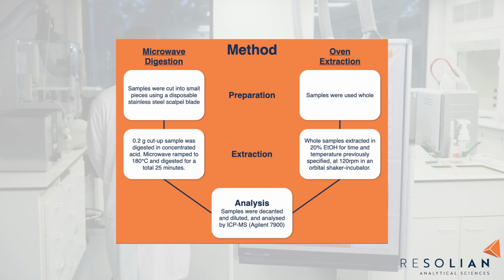Firstly, microwave-assisted acid digestion, using cut-up sample and concentrated acid at very high temperatures. Secondly, an exaggerated extraction. So a whole sample was left in 20% ethanol at 50 degrees for 3 days. 20% ethanol was used as it was shown in another study to have a similar extracting power to blood, making it useful for extractions of blood contacting medical devices.